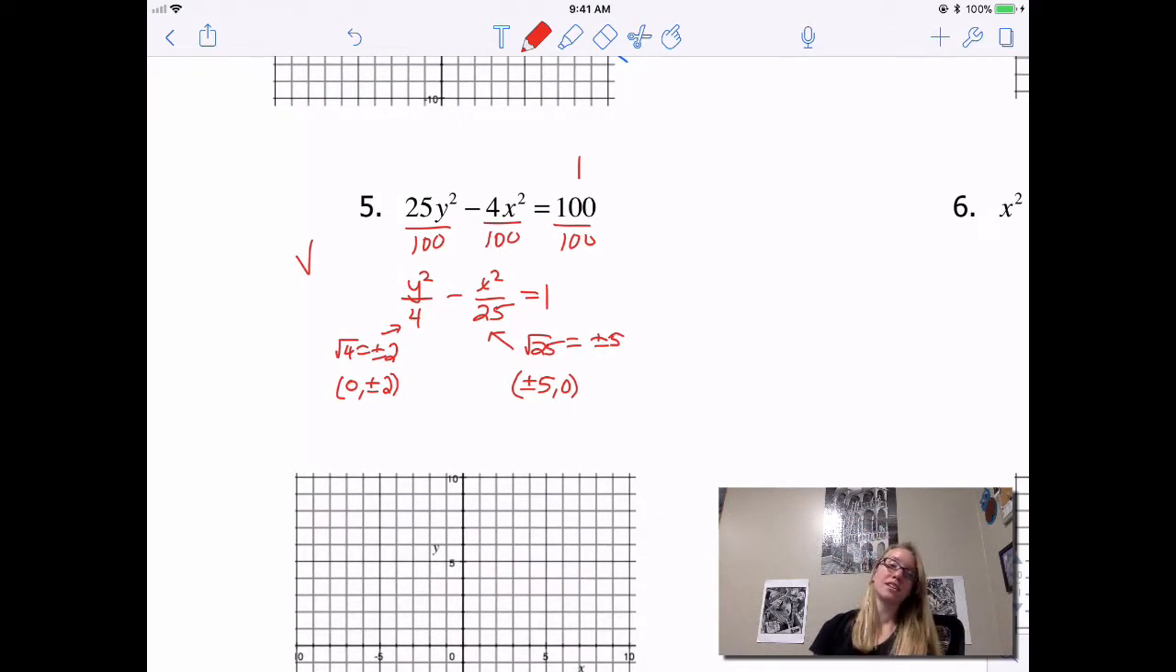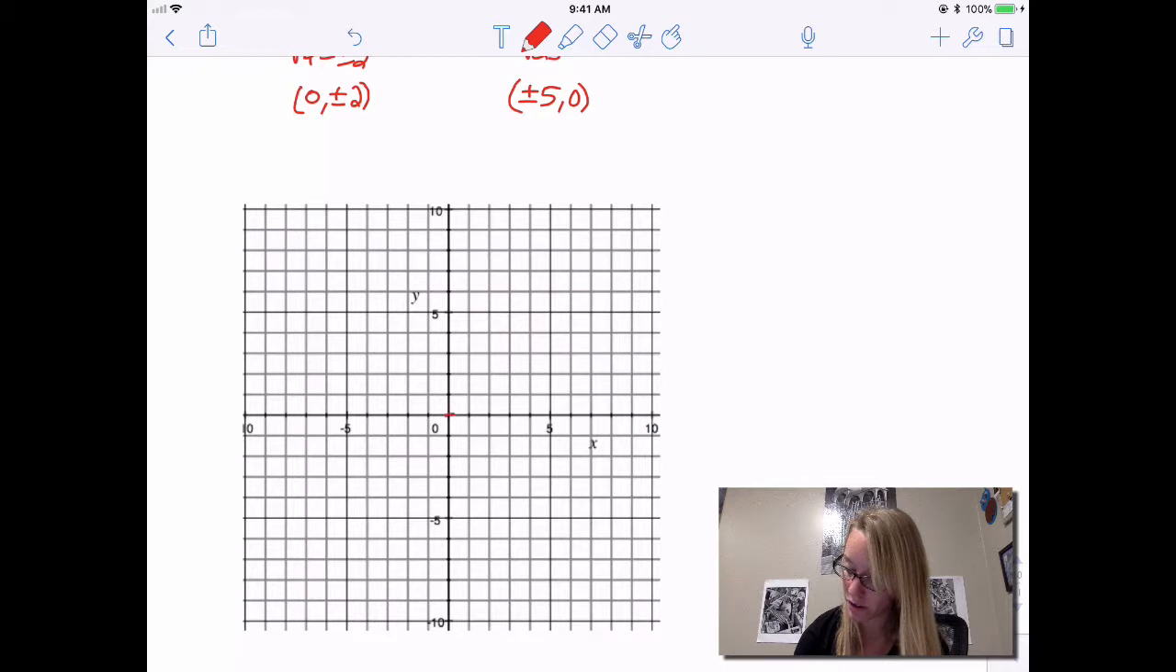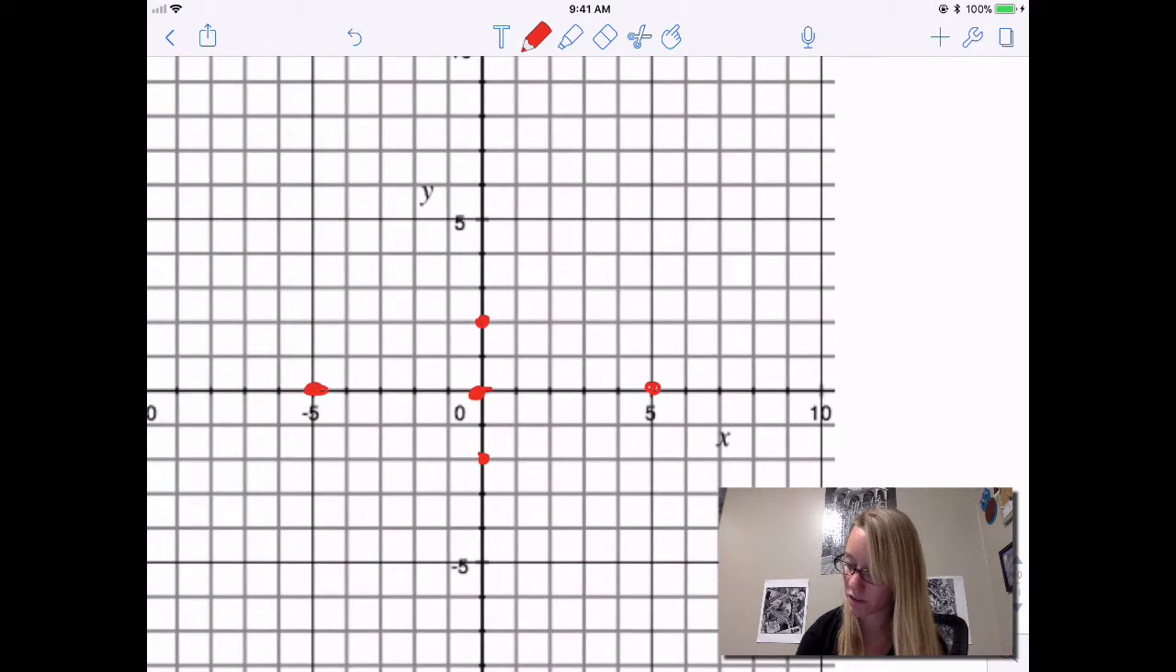Those are just points. No matter what those points are, which ones are big, which ones are small, I open vertically because y is positive. So 0, 0, 0 plus minus 2, and then plus minus 5, 0. Draw the box.